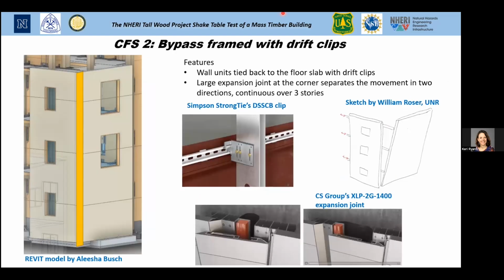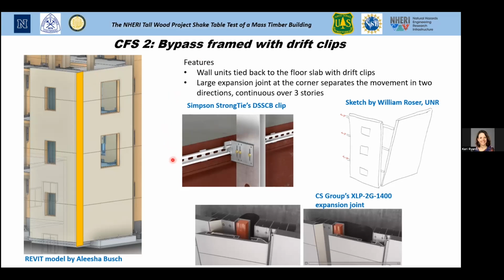Okay, the second one is a bypass frame system with drift clips. Bypass frames means that instead of bearing on the floor below, the whole system is like hung on the outside of the building. Oh, wow. Yeah, it's hung from those floor panels. And if it's rigidly connected, it's not going to move in an earthquake.